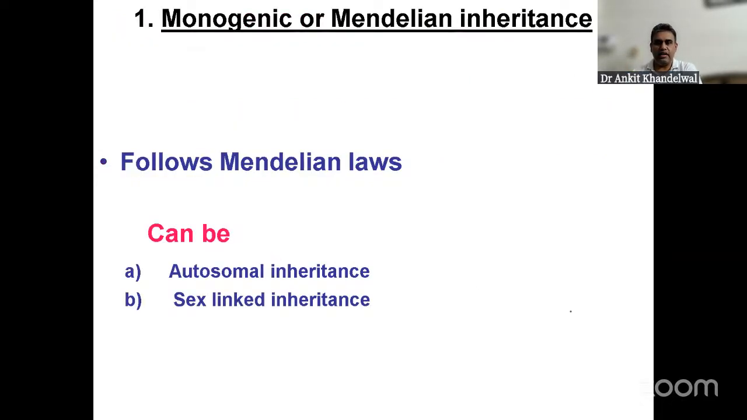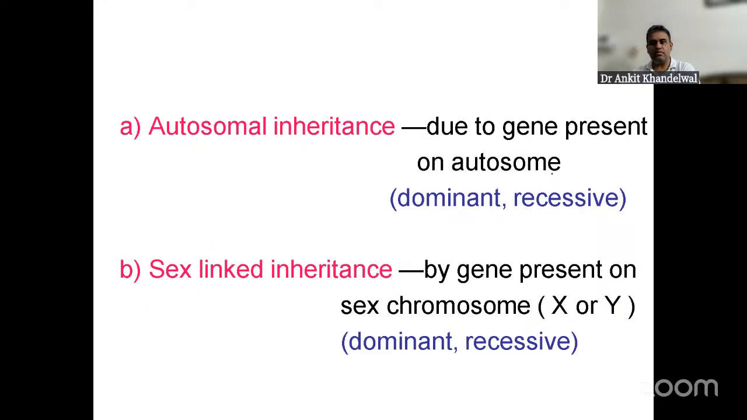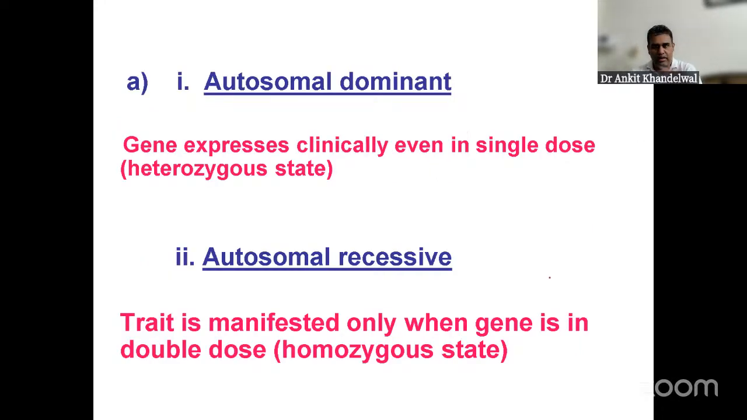Okay, now monogenic or Mendelian inheritance, to begin with. It follows Mendelian laws, and can be autosomal inheritance or sex-linked inheritance. So we all know 44XX or 44XY. So we have 22 pairs of autosomes and one pair of sex chromosomes, right? So it can be either autosomally inherited or sex chromosome inherited. I guess we have all learned about it, so we'll just go through it in a bit as a good revision. Autosomal inheritance is due to genes present on autosomes, could be dominant or recessive. Sex-linked inheritance is by genes present on the sex chromosomes, can be dominant or recessive. Fair enough.